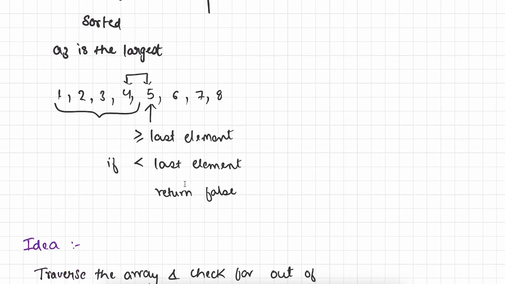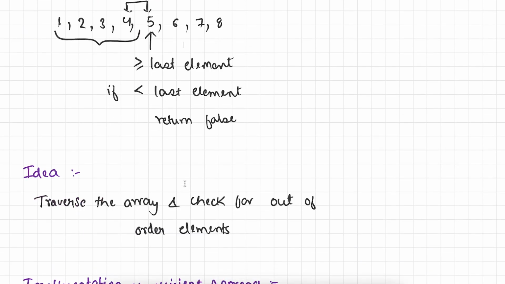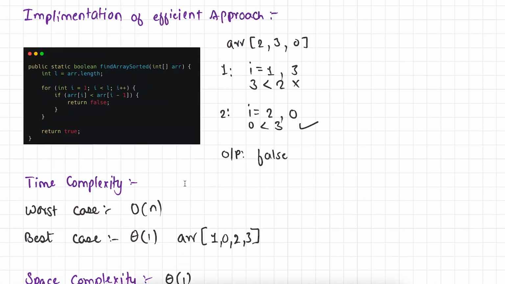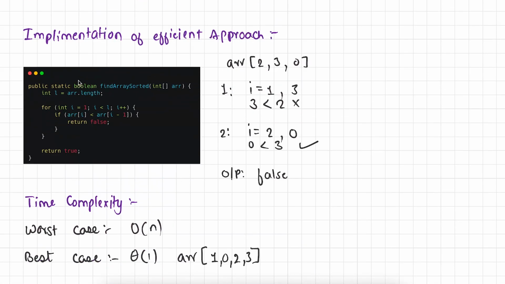So the idea of efficient approach is simple. We have to traverse the array and check for all the elements that is out of order. Once we found that the element is out of order, we simply return false. So here is the implementation of efficient approach. Here we have a function.